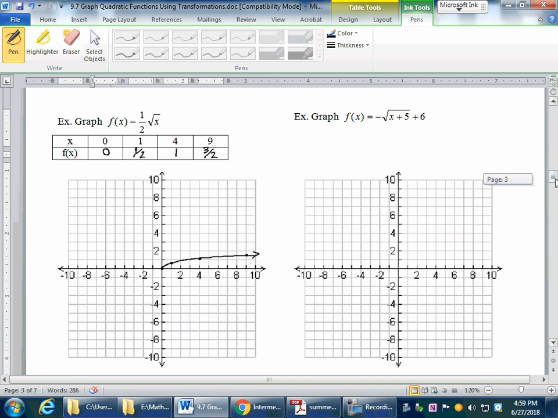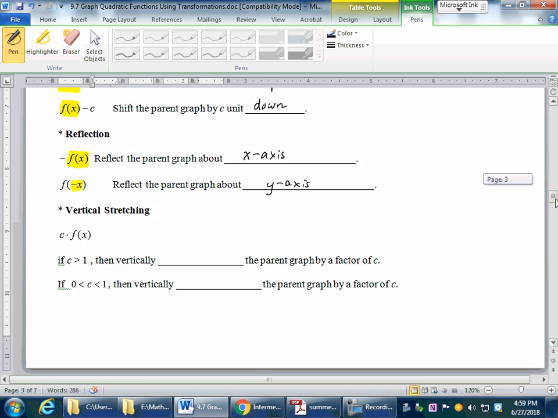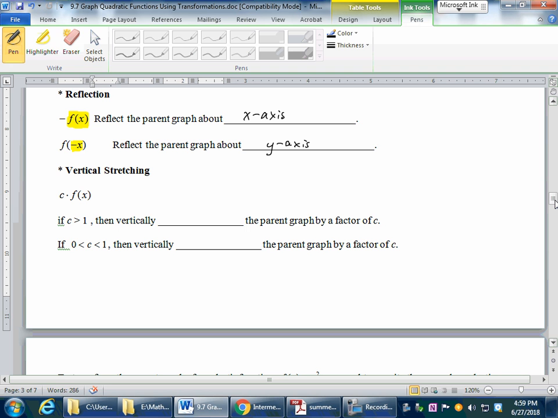So going back down to here, notice that if you are multiplying by c that is greater than 1, if you multiply c to a function value, your y value, if c is greater than 1, then it will be vertically stretching the parent's graph by a factor of what number you multiply with.